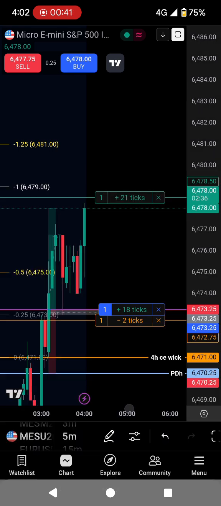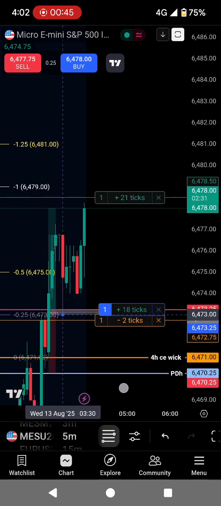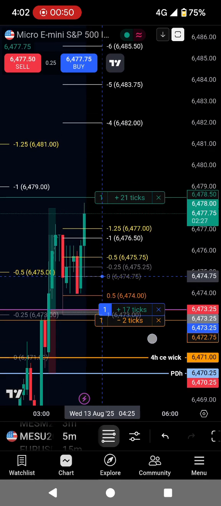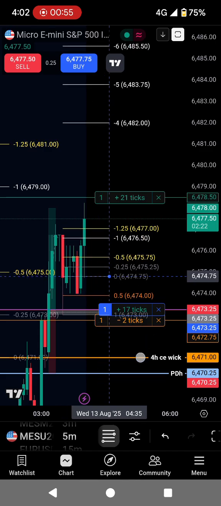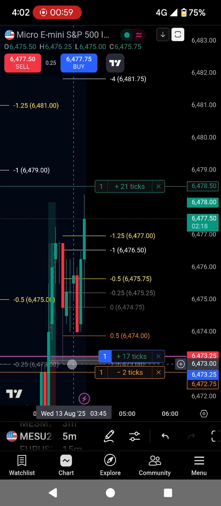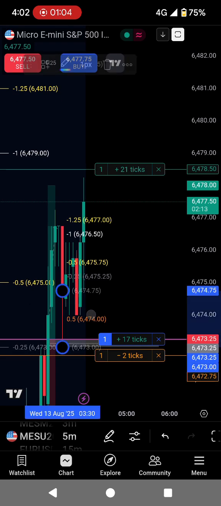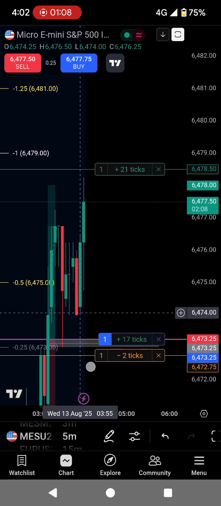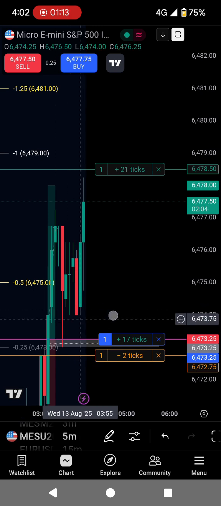And then basically what I'm seeing is also this CE wick, okay? See this CE wick here? Bam. See this CE wick right here? We didn't even touch it, okay? This CE wick comes at 6474. So 6474 is basically the low of this candle. Yeah, so 6474 is all expected.